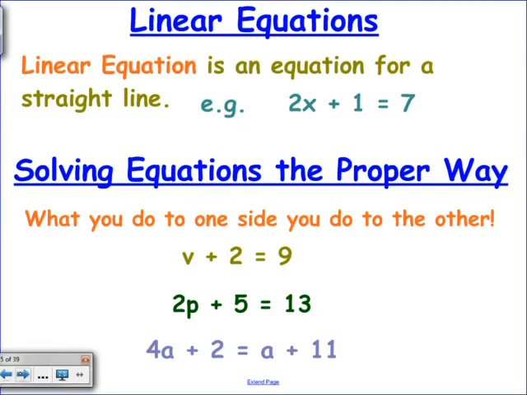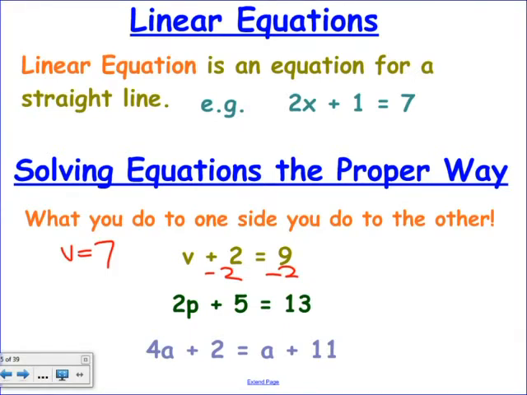So in order to solve equations, you have to get the letter on its own. So how do I get v on its own? Subtract 2, you do the opposite. What you do to one side, you do to the other. So that gives me v equals 7. When I put 7 in there, 7 plus 2 is 9.